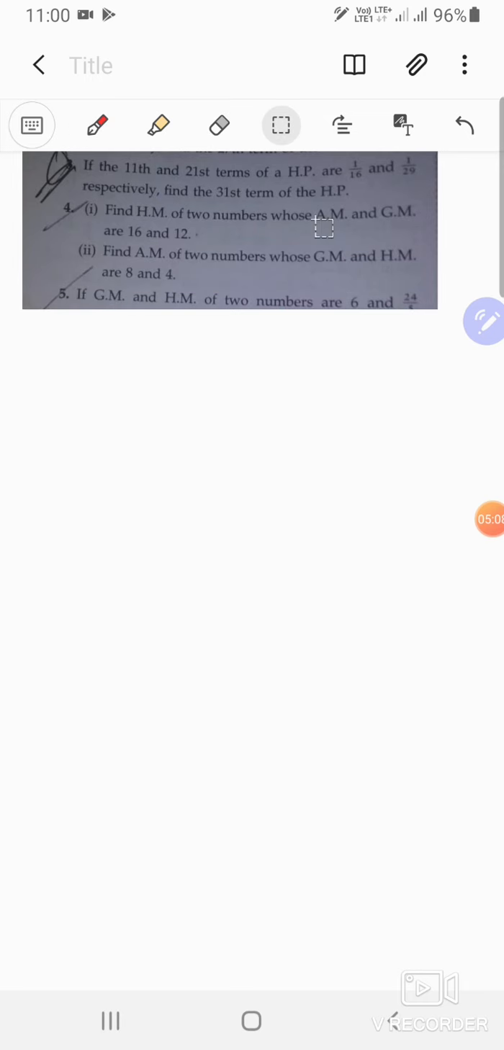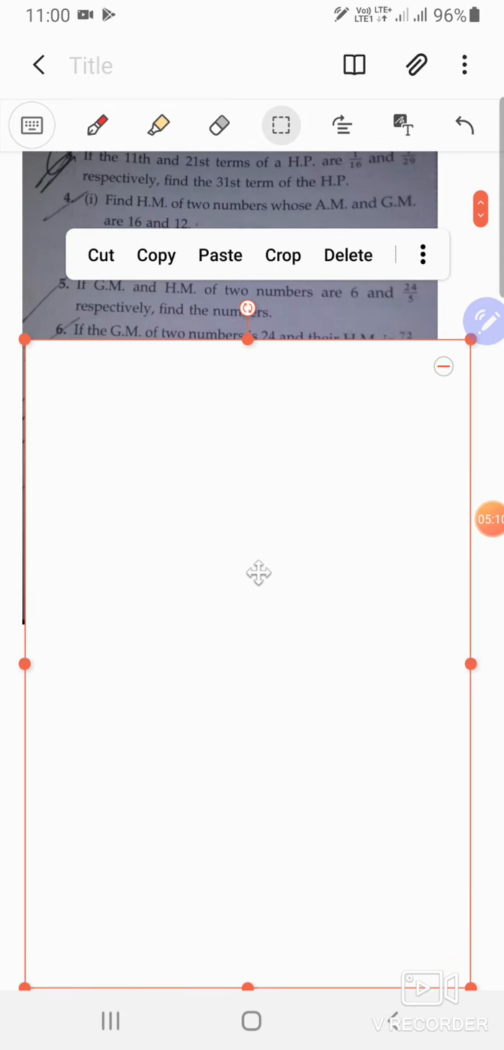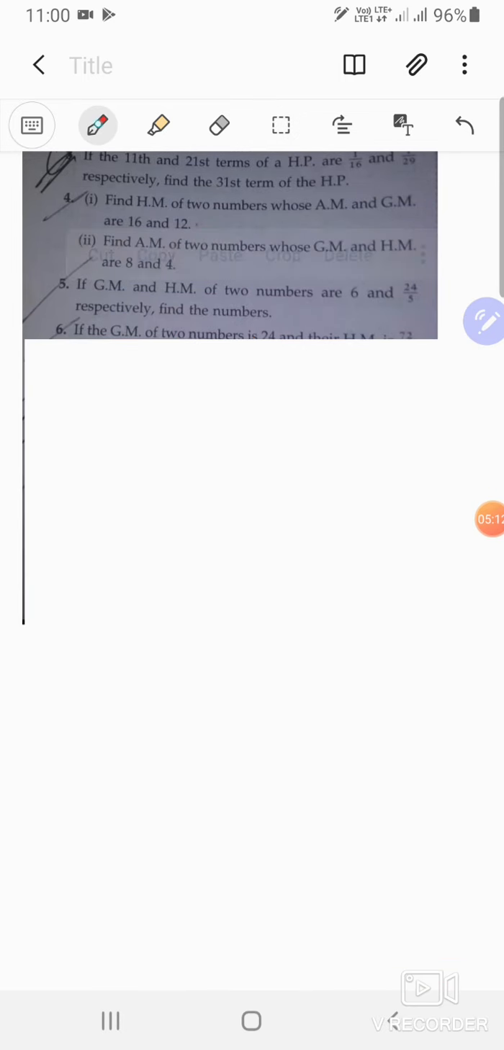If GM and HM of two numbers are 6 and 24 by 5 respectively, find the numbers. Shouldn't be too big. Yeah, so GM and HM we are given of two numbers are 6 and 24 by 5 respectively. Find the numbers. Oh, shouldn't be that bad.